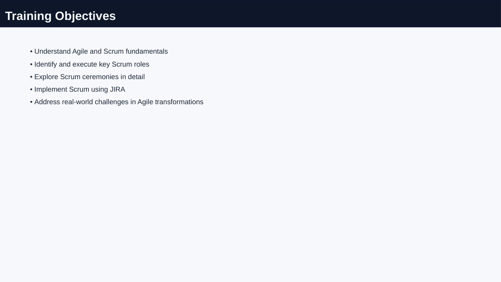We'll also explore the main Scrum ceremonies, like sprint planning and retrospectives, to see how they keep the process running smoothly. To make it practical, we'll learn how to implement Scrum using Jira, a popular tool that helps teams manage their work. Finally, we'll talk about common challenges teams face during Agile transformations and how to address them, so you're better prepared for real-world situations.